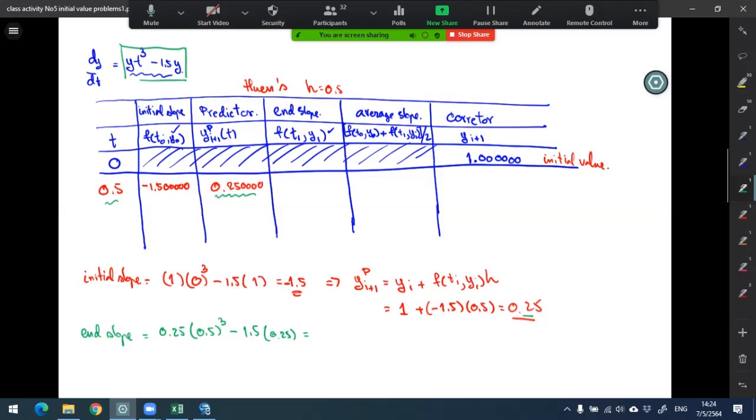So the end slope is minus 0.34375. Okay. After we have the end slope, we use the end slope and initial slope to find the average one.